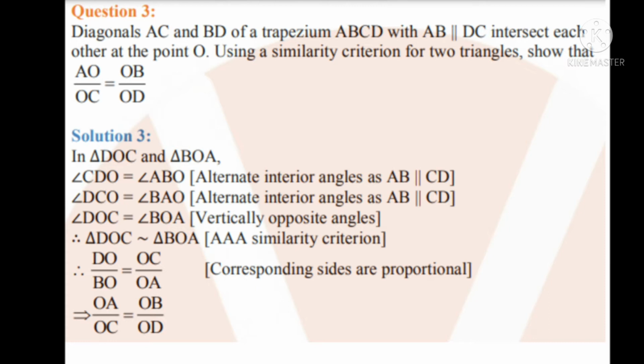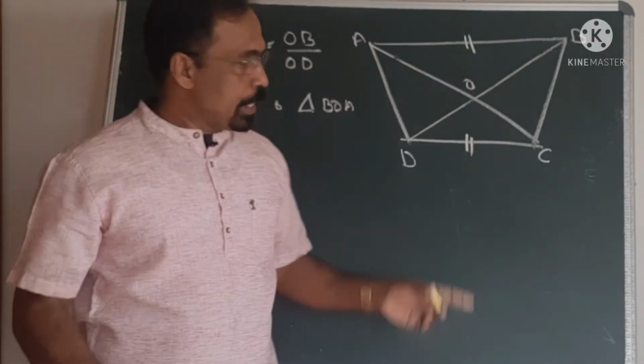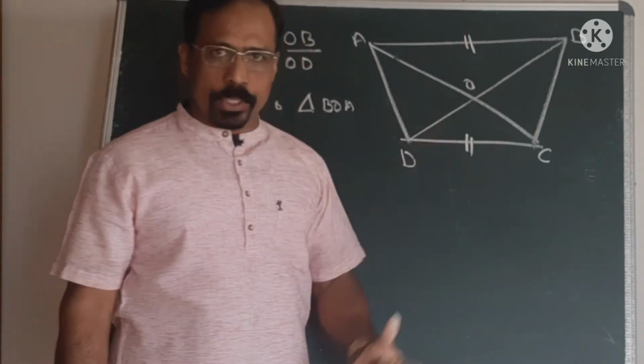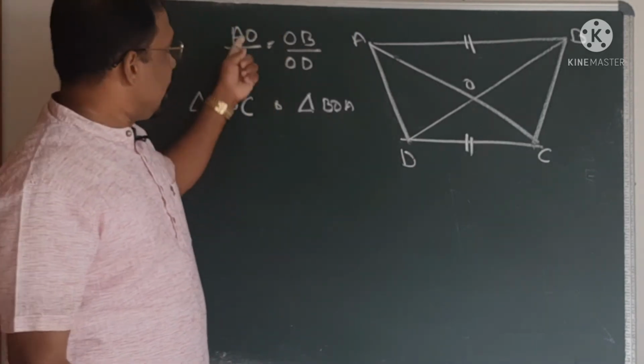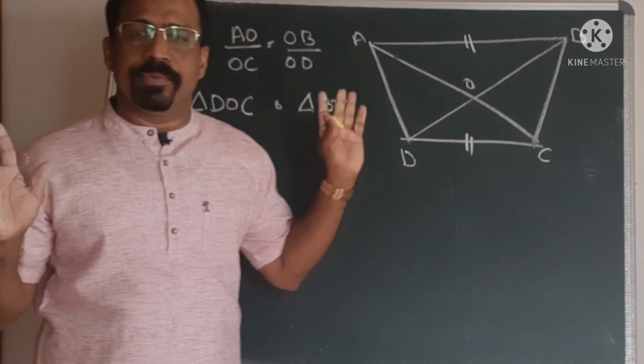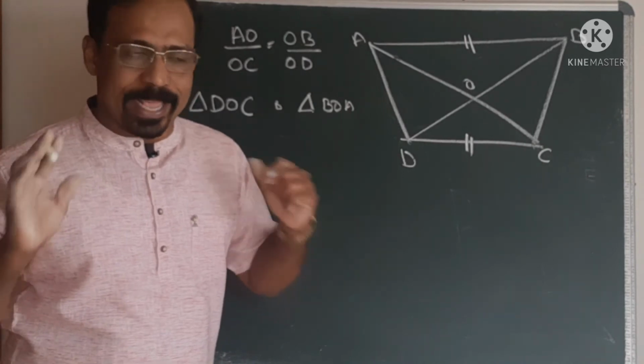Diagonals AC and BD of a trapezium ABCD with AB parallel to DC intersect each other at the point O. Using a similarity criterion of two triangles, show that AO by OC is equal to OB by OD. Now this is a trapezium. It is given that AB is parallel to CD, so this line is parallel to this line. We have to prove that AO by OC is equal to OB by OD. So here we have to use the similarity of triangles.